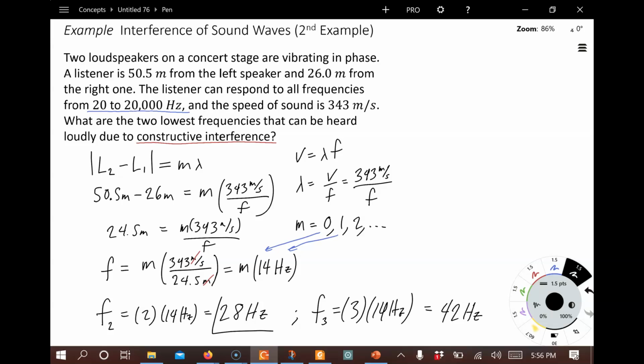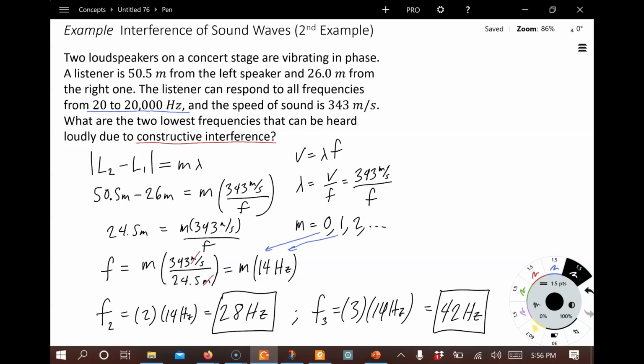So the two lowest frequencies in this range that you can hear that are going to produce constructive interference: 28 hertz is the lowest, 42 hertz is the next lowest that a human being can hear within the ordinary range of 20 to 20,000 hertz.